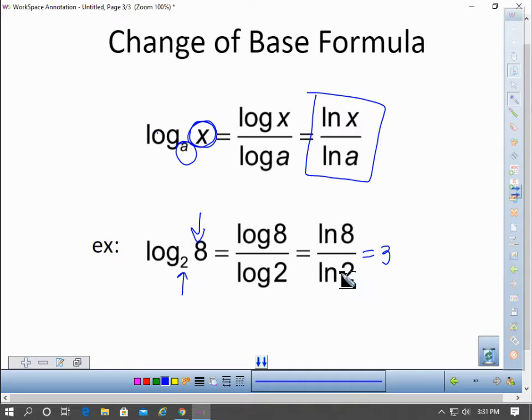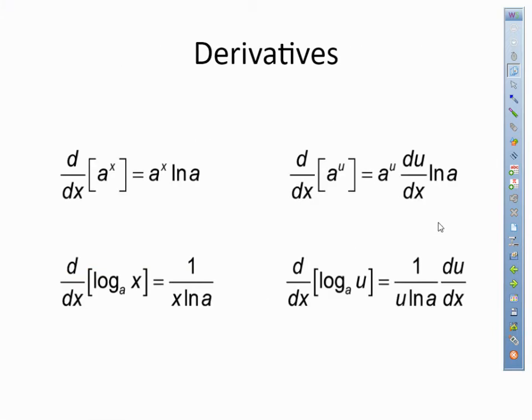So if you were to take this on a calculator and do the natural log of 8 divided by the natural log of 2, you would still get the answer 3. So it's still the same value. We're just changing what it looks like. And this change of base formula, like I say, is how I like to do derivatives, so I don't have to learn a new rule. And here I'll show you.